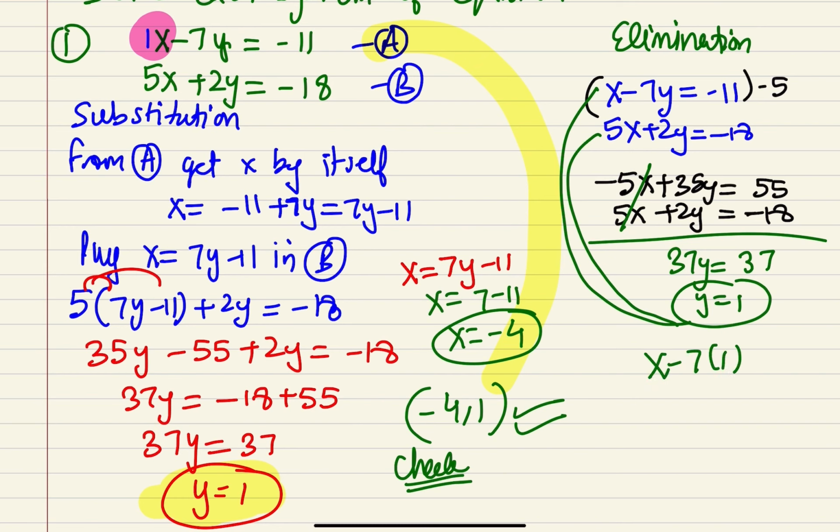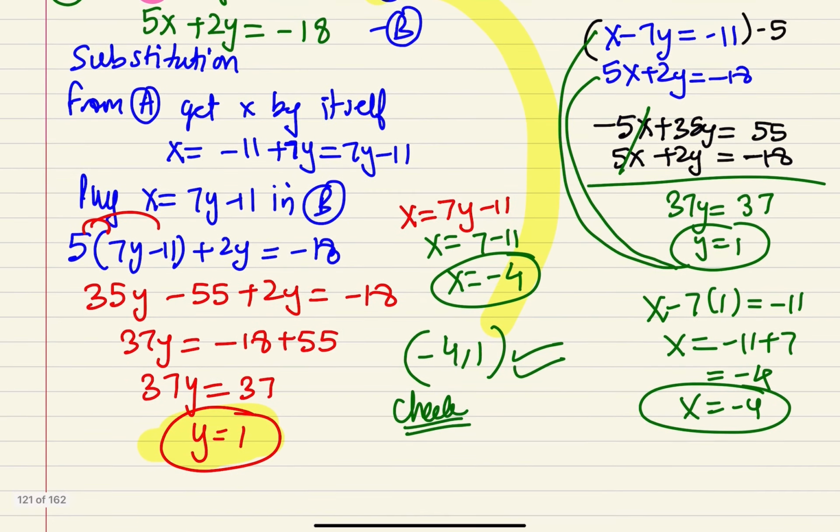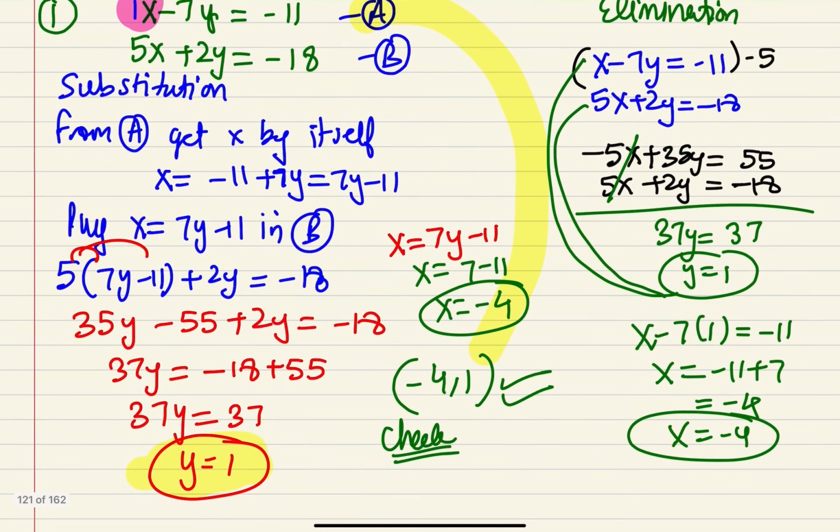X minus 7 times 1 equals -11. X equals -11 plus 7 equals -4. X equals -4. So again, we got the same solution. We should get the same solution either way.